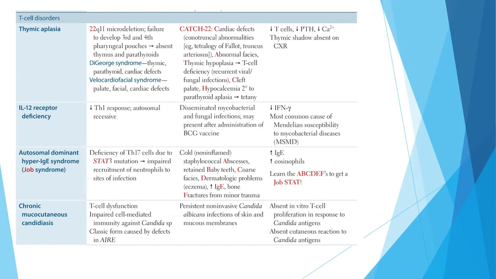Interleukin-12 receptor deficiency is due to a decreased Th1 response. It causes disseminated mycobacterial and fungal infections, and there is decreased interferon gamma. In autosomal dominant hyper IgE syndrome, there is deficiency of Th17 cells due to STAT3 mutation. There are cold staphylococcal abscesses, retained baby teeth, and coarse facies. So retained baby teeth and dermatological problems are your buzzwords for hyper IgE syndrome.